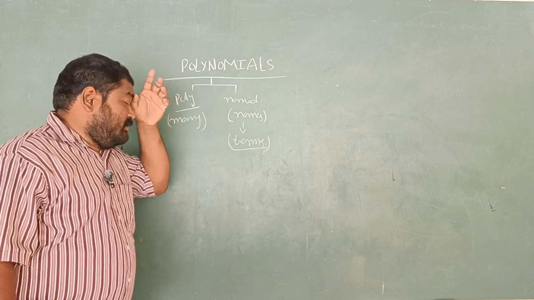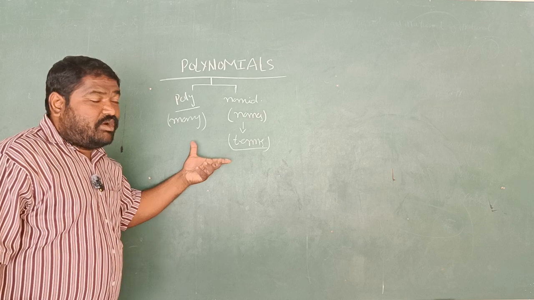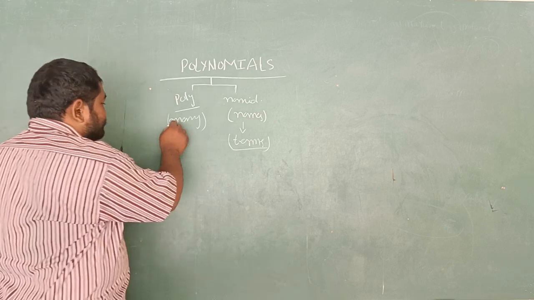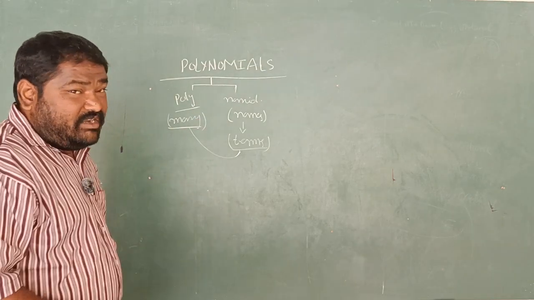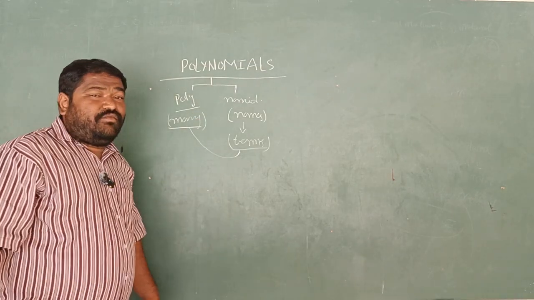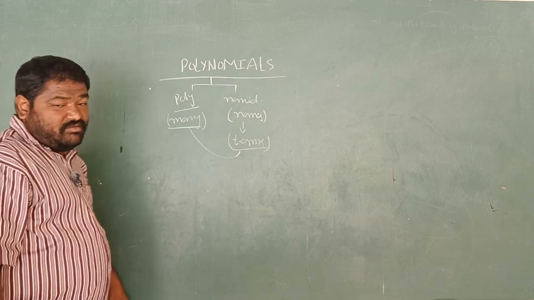There will be a condition. This is not the exact definition of polynomial. Poly means many. What is polynomial? Many terms. This is not an exact definition, but there will be a condition for a polynomial. After some time, you will get the definition of polynomial.